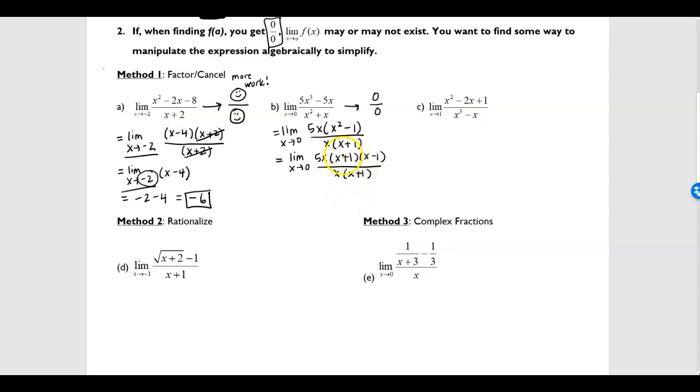So I see here the factors that cancel are x plus 1 and x. So what I'm left with is the limit as x approaches 0 of 5 times x minus 1. Now I'm going to evaluate that expression at 0. So notice I no longer write limit in front because I'm actually plugging in the 0. And then I get my answer, negative 5.